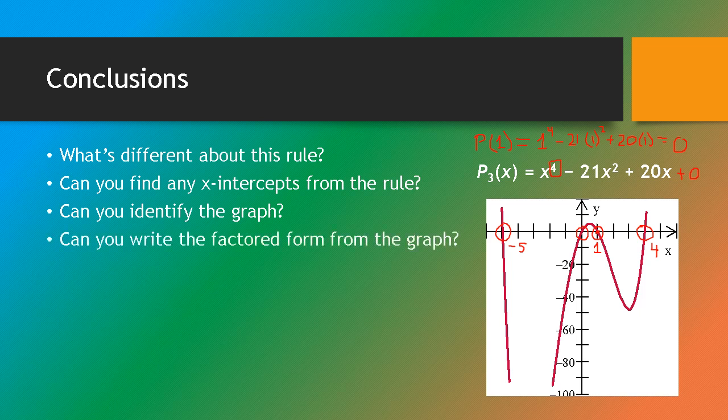Can we then change this polynomial to a factored form? Well, perhaps, especially since we know now what the x-intercepts are. In fact, each x-intercept corresponds to a factor. Since it's quartic, we will have 4 factors. The x comes from the 0 x-intercept. The x minus 1 comes from the 1 x-intercept. The x minus 4 comes from the 4. And the x plus 5 comes from the negative 5.